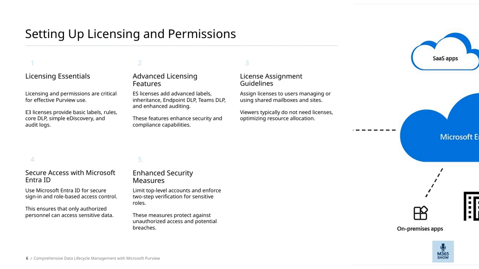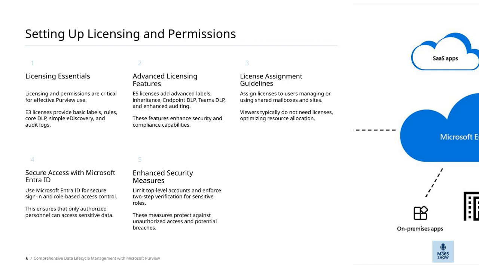When it comes to license assignment, it's best to assign licenses to users who manage or use shared mailboxes and sites. Usually, viewers don't need licenses, so this helps us optimize our resources effectively. Now, moving on to advanced licensing features, such as E5 licenses. These licenses add capabilities like advanced labels, inheritance, endpoint DLP, Teams DLP, and enhanced auditing. These features are vital because they significantly boost our security and compliance options.